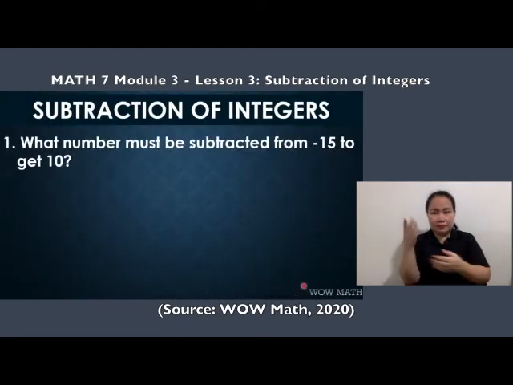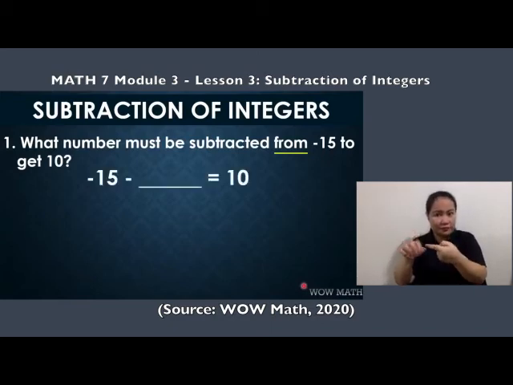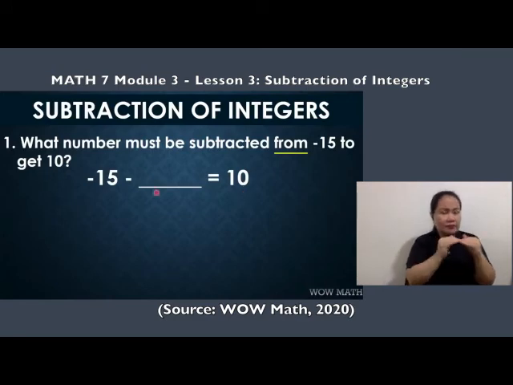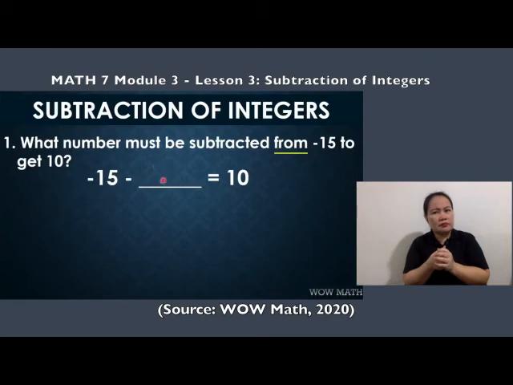Okay. So, I have here what number must be subtracted from negative 15 to get 10. So, since we have here the word from, ibig sabihin, yan ang clue natin na you have to write negative 15 dun sa unahan. Siya ang inyong minuend. Okay? So, yan ang magiging minuend natin. So, negative 15 minus, ang sagot daw ay 10. So, ibig sabihin, ano daw ang isa-subtract natin sa negative 15 para makuha natin si positive 10. So, paano ang gagawin? Ito ang hinahanap.